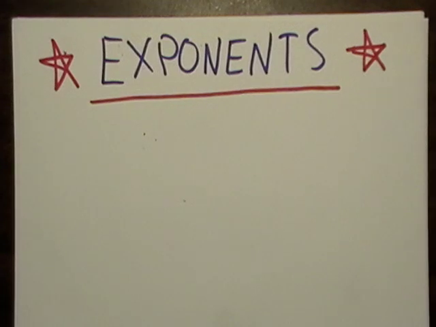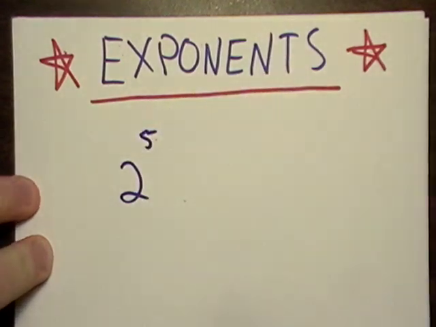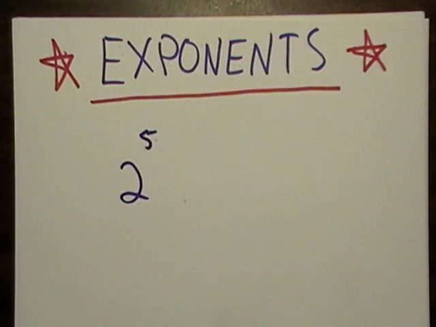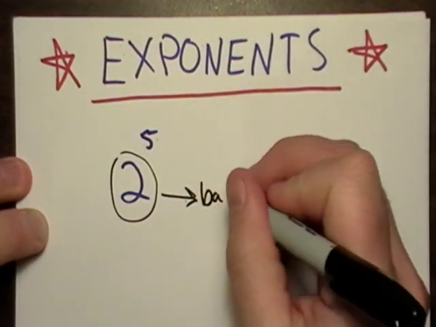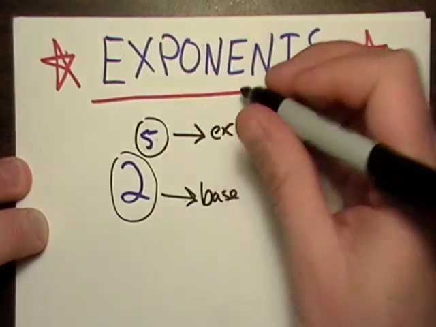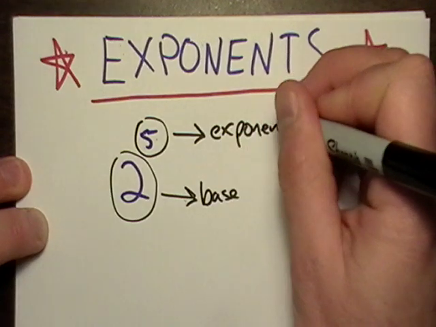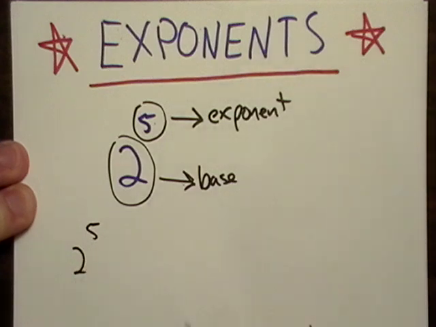Okay, this is exponents. And let's just do a little talk about exponents. So, let's say I have 2, and then you see that little 5 up there, okay? This is the notation. We call this part the base, and we call this part the exponent, okay? And what 2 with a 5 up there is called 2 to the 5th power.